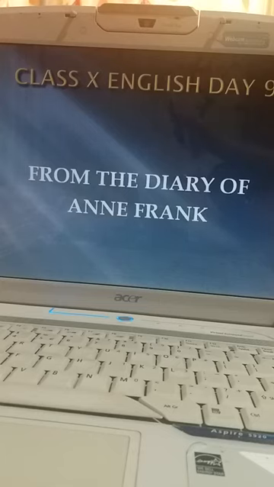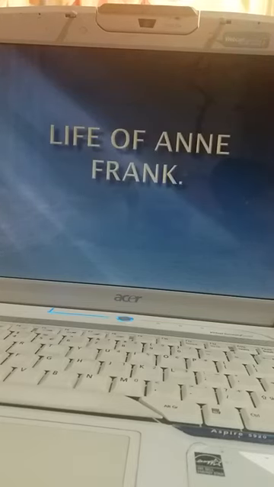And today we are going to take up the fourth chapter from the book First Flight, from the diary of Anne Frank. But before we begin with the chapter, we are going to just go into the early life of Anne Frank, who is our author, who is the lead character of our particular chapter. Now, this chapter is an extract from the book written by Anne Frank, The Diary of a Young Girl. Right? So, we begin with the early life of Anne Frank.